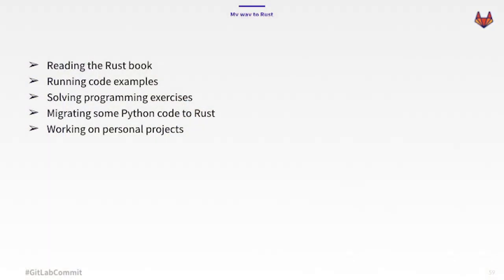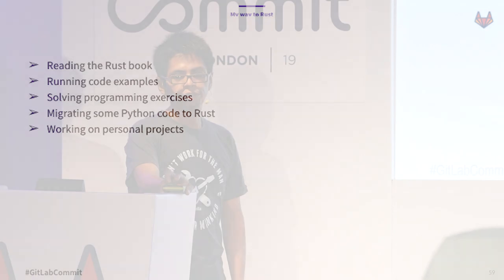I learned by reading the book, running the examples that are available in the official documentation, solving some exercises like the ones available here, and migrating some projects from Python to Rust. Well, at first that was the idea, but then I realized that it wasn't possible, and I will tell you why later. And working on some personal projects. Like this one.